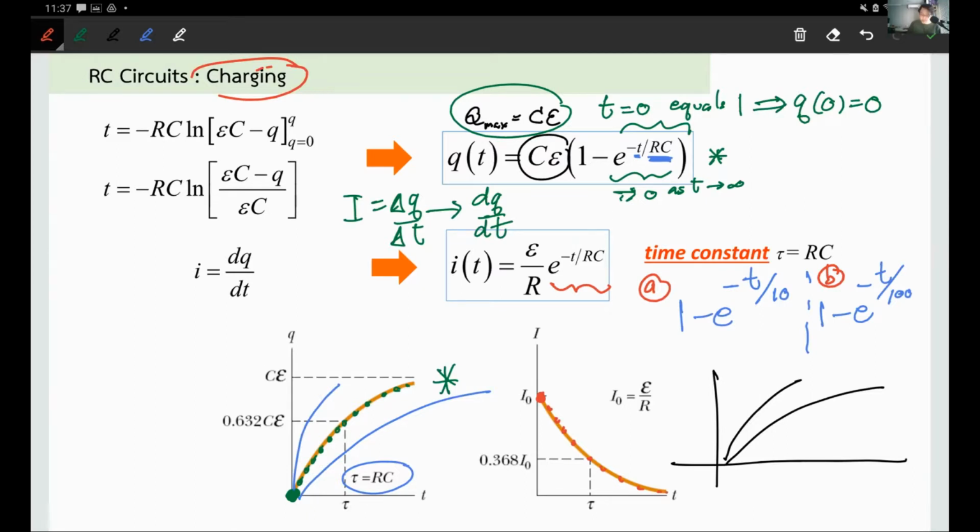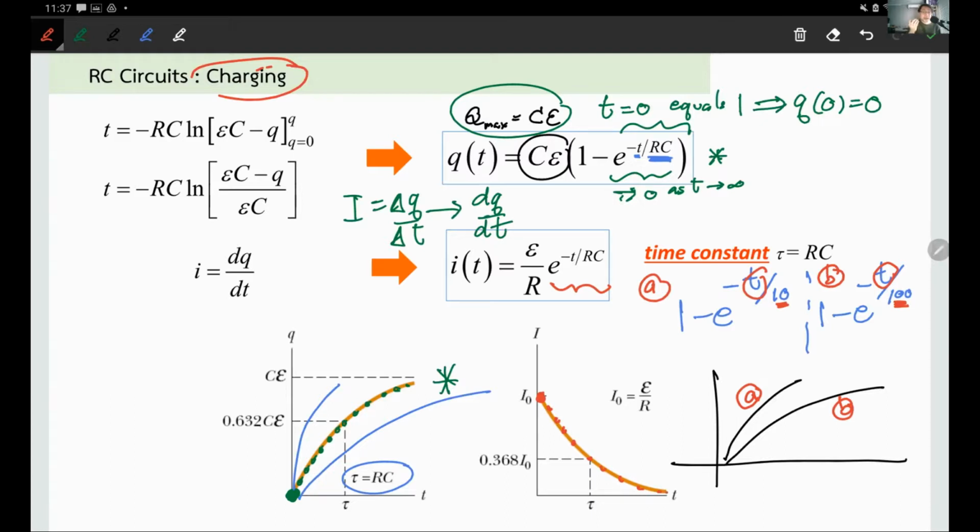The answer is very simple. Look at this number, right? Because in case A, RC is 10. In case B, RC is 100. So that means for case A, it takes only 10 seconds for things to actually increase. But for the same amount, it will take case B 100 seconds to reach the same value. So that means A is going to be this and B is going to be the slower one. You guys with me now?